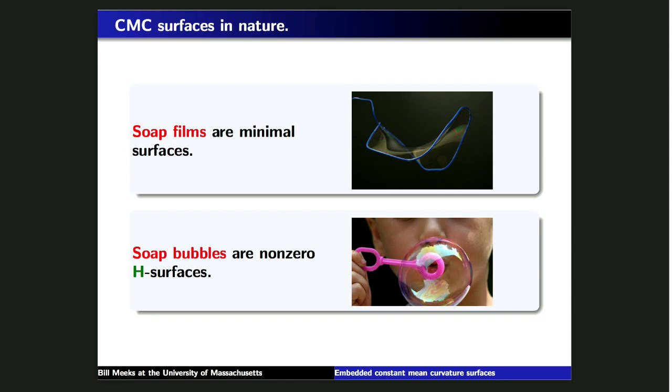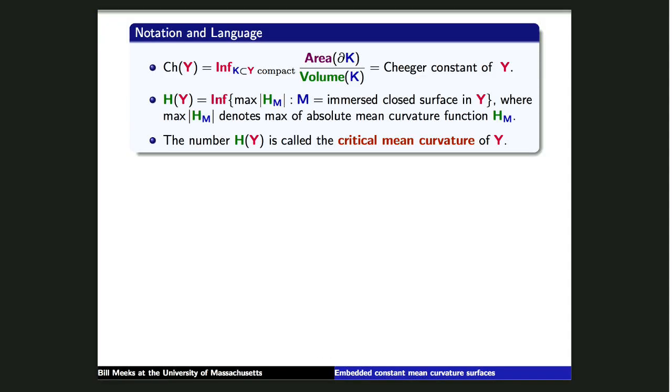Non-zero constant mean curvature. The first couple of slides are about an invariant that plays an important role in the first theorem that we're going to be talking about. And that's an invariant which is mysterious and unknown. That's called the critical mean curvature. Okay, that's actually this second definition.